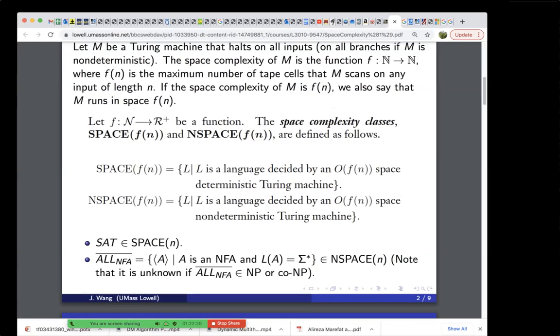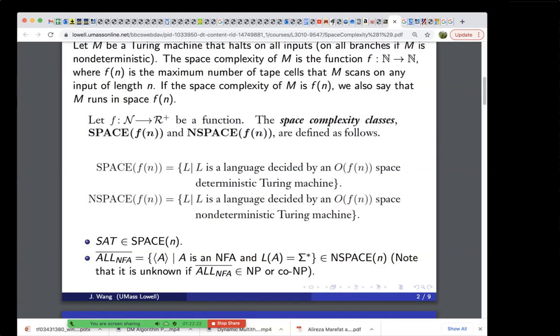Then, of course, we can see a few things immediately. SAT is in SPACE of n. Now it's deterministic. Well, it should be non-deterministic space, because it's non-deterministic machines.